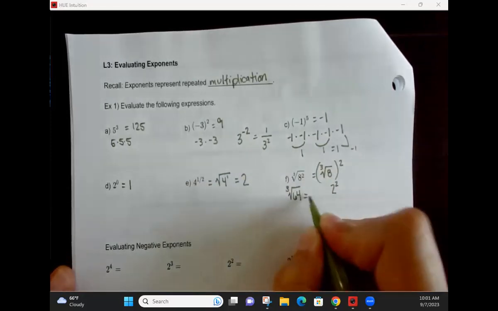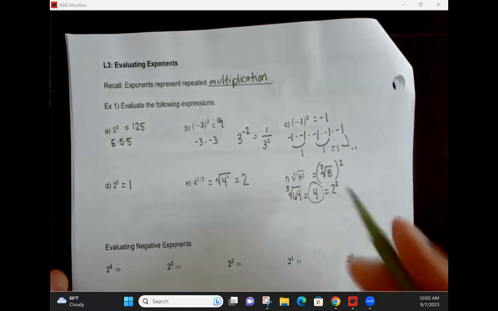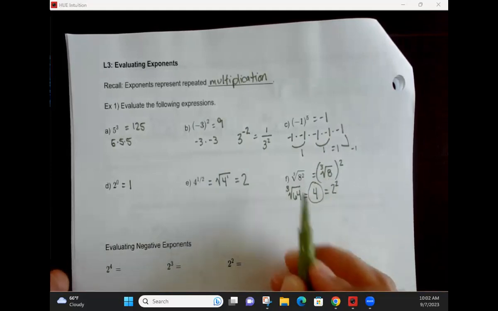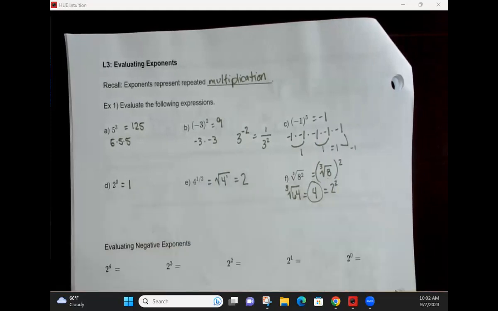Now we get 4 both ways, but for some of us, this is an easier problem to think about than this, okay? For some of you, maybe this is easier than taking the cube root and then squaring, but I want you to remember you can think about it both ways.